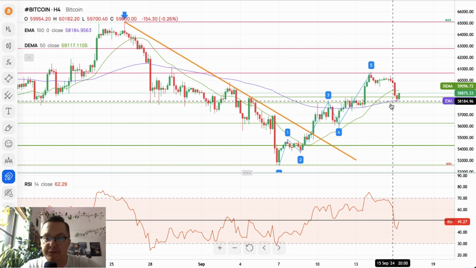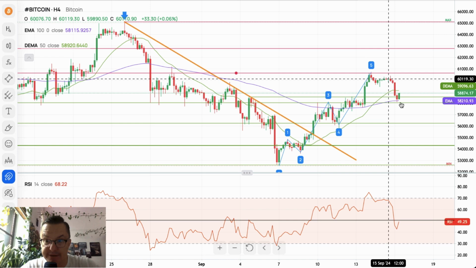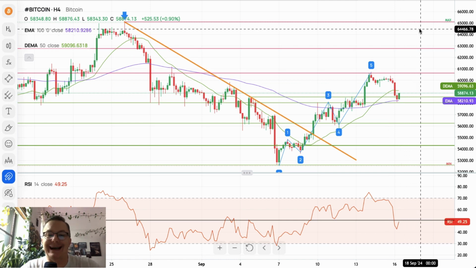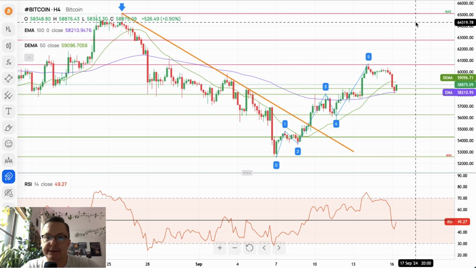dollars. So if this is the low for the wave 2, possibly for the ABC corrective pattern, we should see another movement to the upside on the Bitcoin market, targeting the next technical resistance levels.